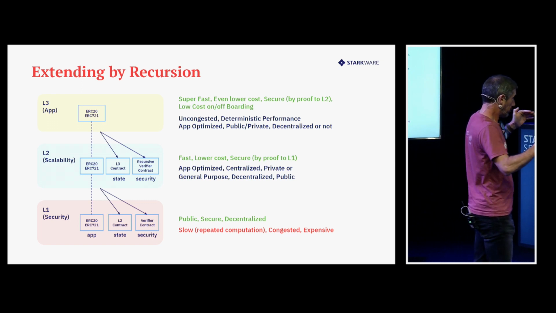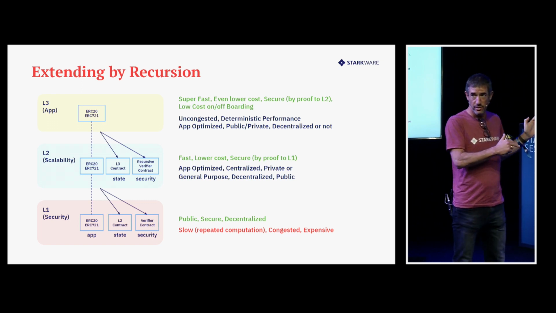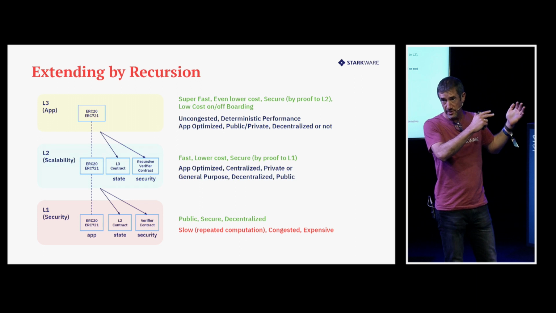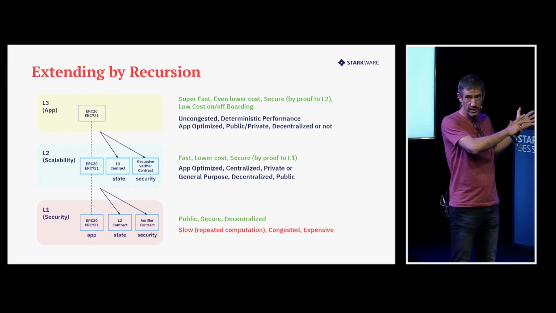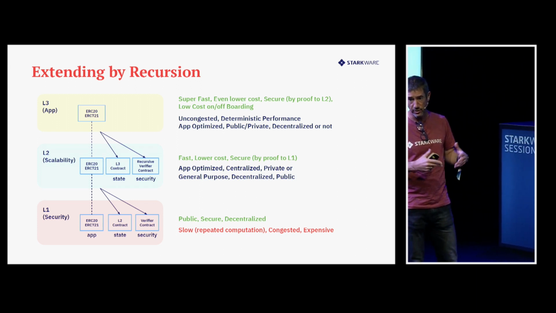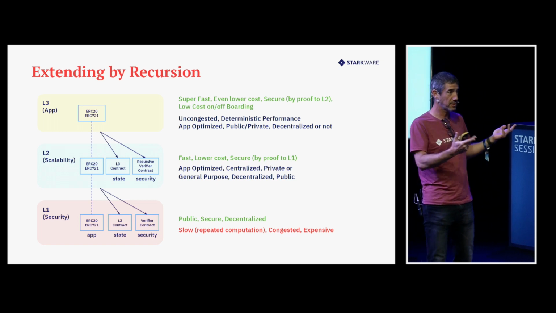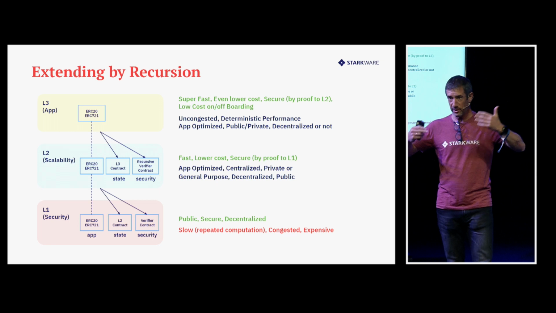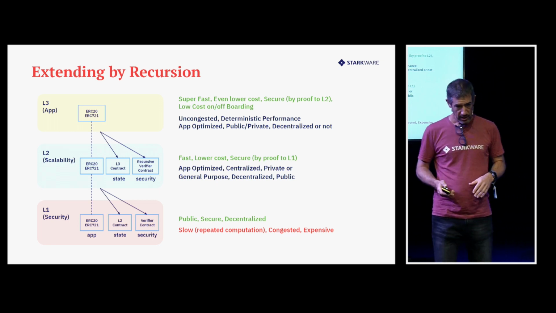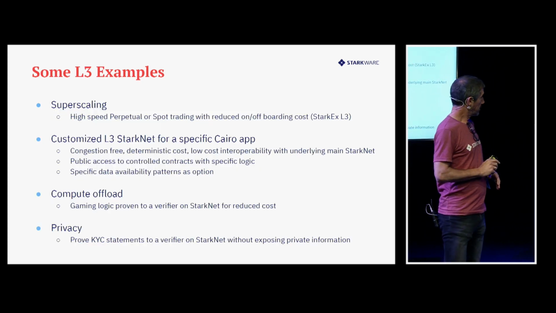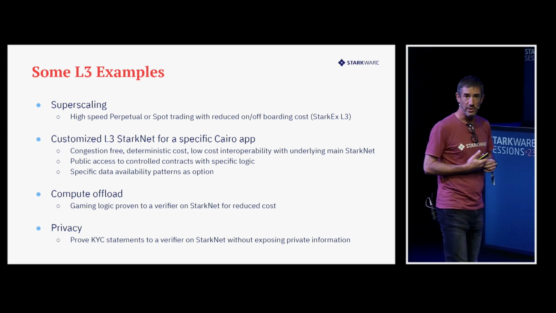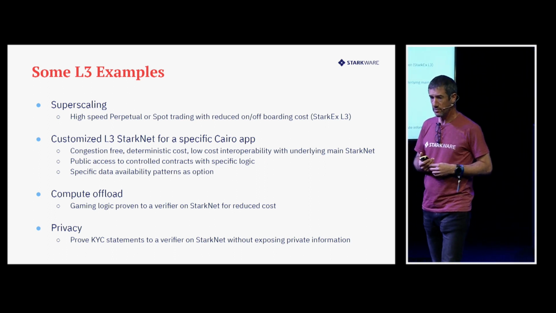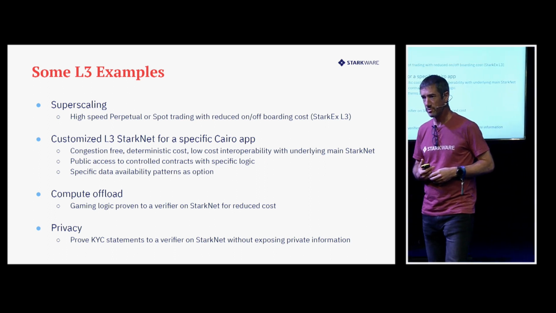But it could also be the same technology as layer 2. So you could have a layer 3 StarkNet that's used for a specific app on top of a public layer 2 StarkNet, and the layer 3 StarkNet could be public or could be private, so you can recursively build all your applications. And here are just a few examples of what you can achieve with a layer 3, and some of these examples are actually work in progress by some of our customers.